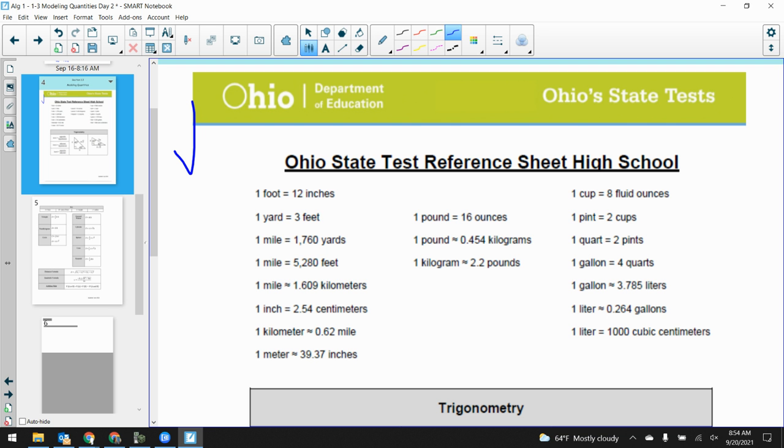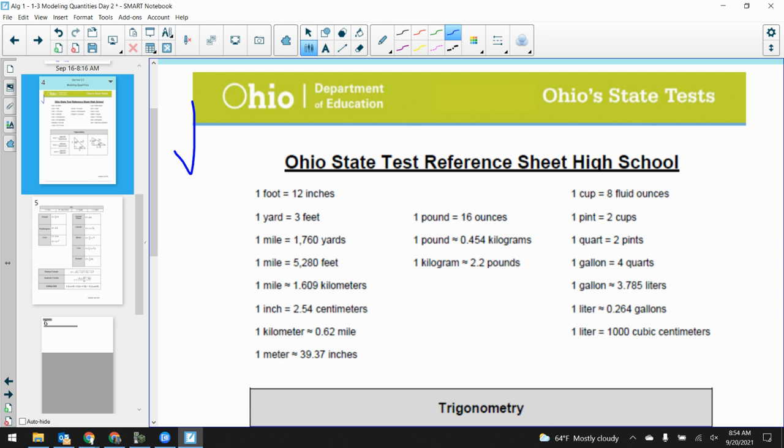Okay? Does anybody know how many feet are in a mile? Gio? 3,100 and 5,200. 5,205. Wow, you were way off, man. You were way off. 5,280. You were in the thousands. You're getting close. But that's on the reference sheet.